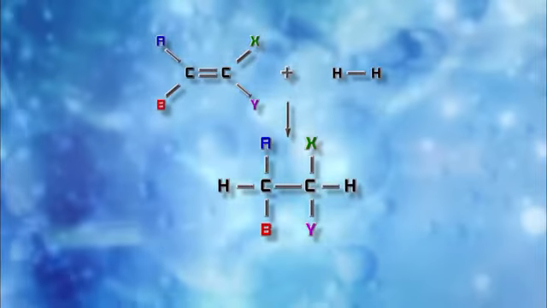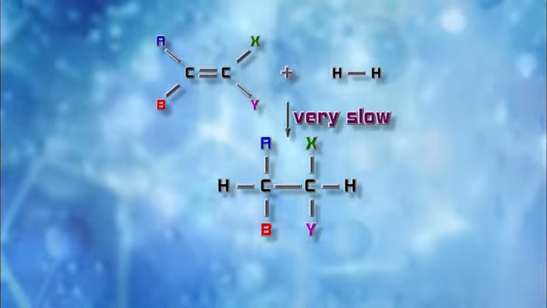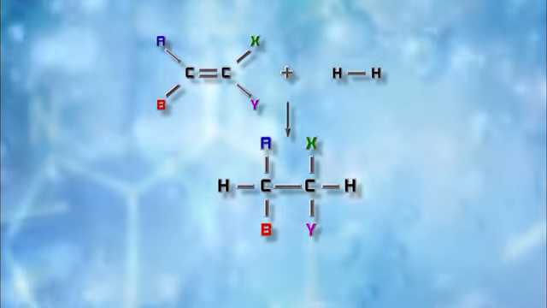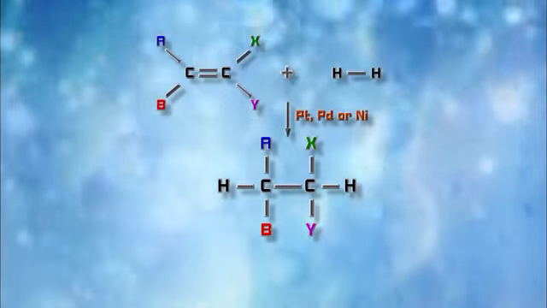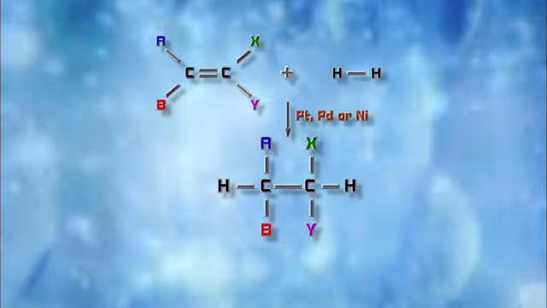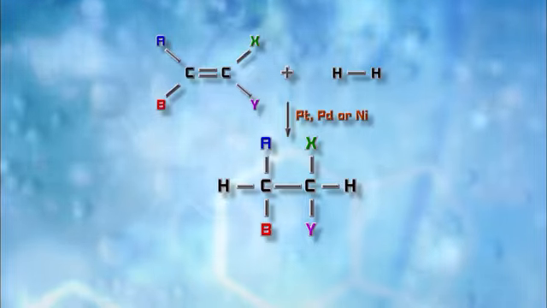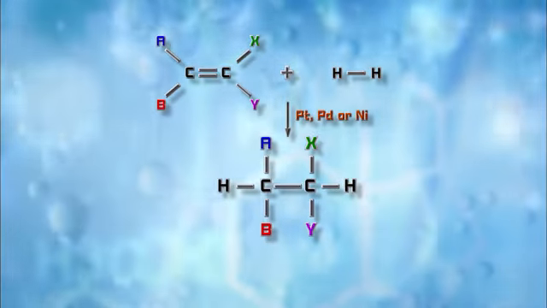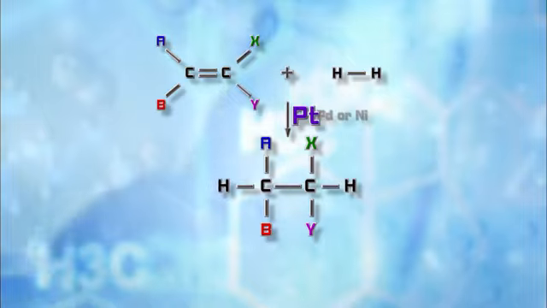The uncatalyzed addition of hydrogen to alkene is very slow. In the presence of a catalyst such as platinum, palladium, or nickel, the rate of hydrogenation increases dramatically, even at room temperature. The most commonly used catalyst in the hydrogenation of alkene is platinum.